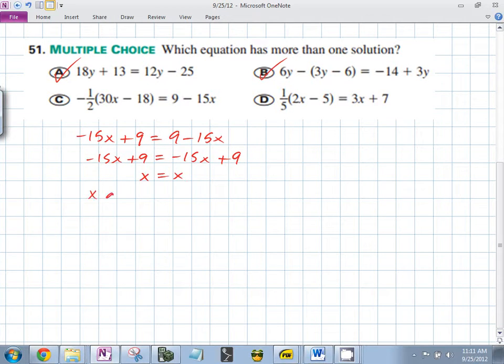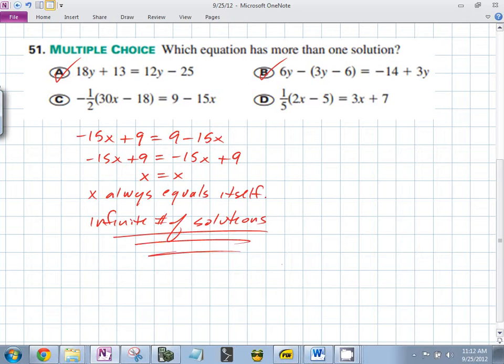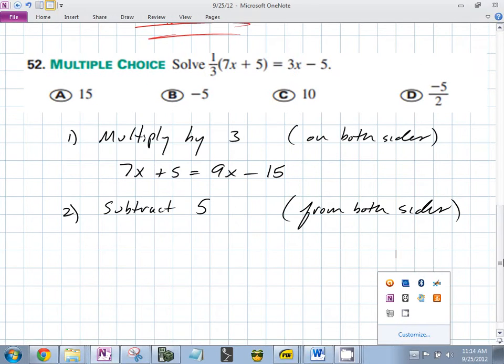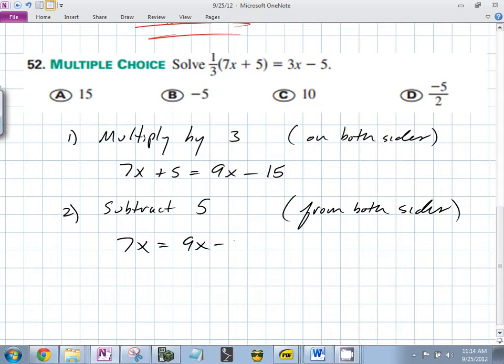Exactly. X always equals itself. It means no matter what you plug in, the statement will always be true. So how many solutions does this have? Infinite number of solutions. Yes. So one way to find the right answer is to find all the ones that are wrong. Absolutely. Okay, so we end up with 7x equals 9x minus what?